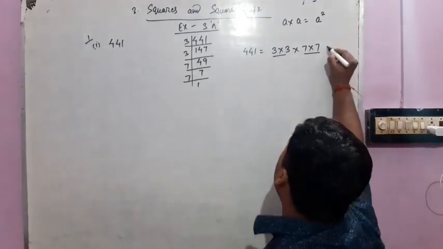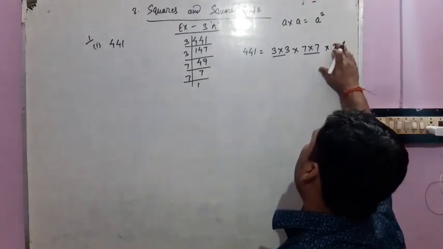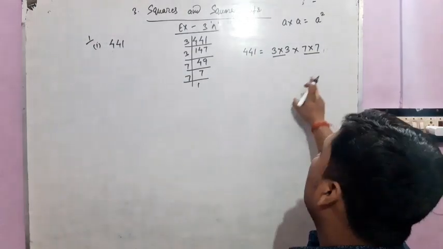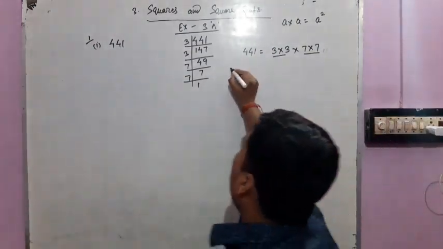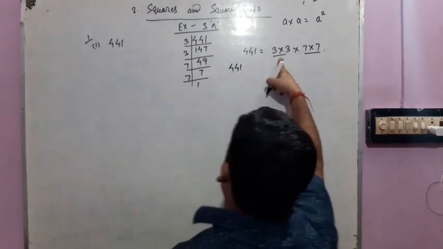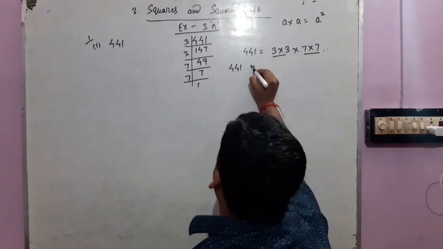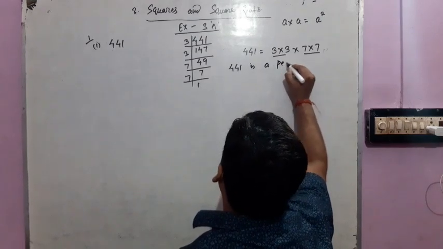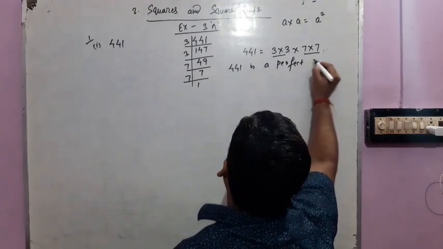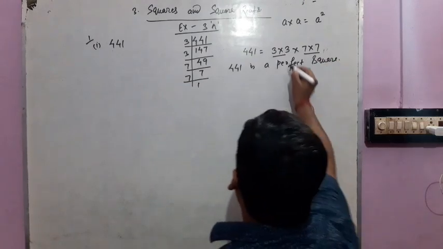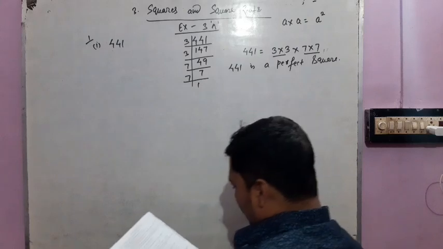If suppose there is an extra 3 or an extra any number whose pair is not possible, then you have to say that it is not a perfect square. So we can write here the pair of 3 is possible, the pair of 7 is also possible. So we can write here 441 is a perfect square. Okay. Look at one more example here, students.